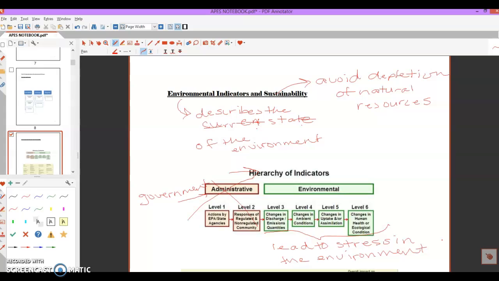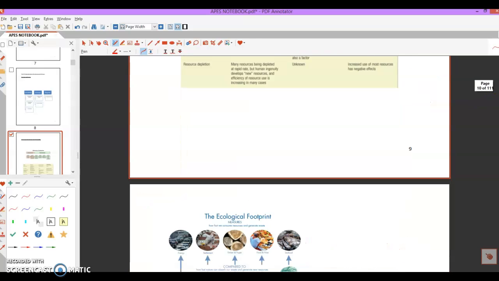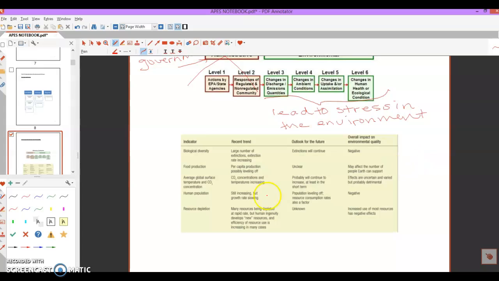Now I'm going to scroll down to the bottom of the page. There are, if you look right here, where it says indicator, there are 4 different types of indicators. So, I'm going to get out my highlighter. We have biological diversity, food production. This is average global surface temperature and carbon dioxide concentration.